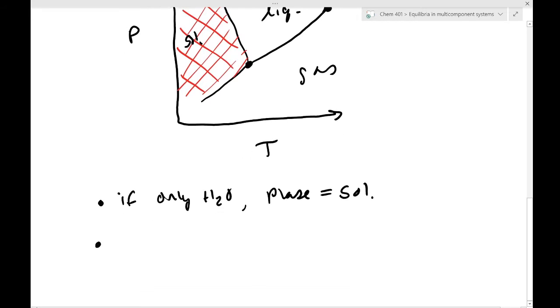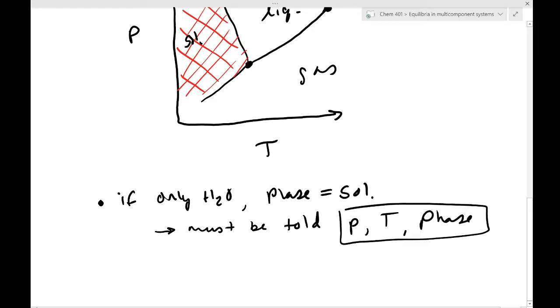All right, let's do a second example. Sorry, I'm skipping ahead a little bit. If you're told that the phase is solid here, you can't figure everything else out. So you must be told the pressure, the temperature, and the phase if you want to completely define the system. So this is 3 degrees of freedom, right?